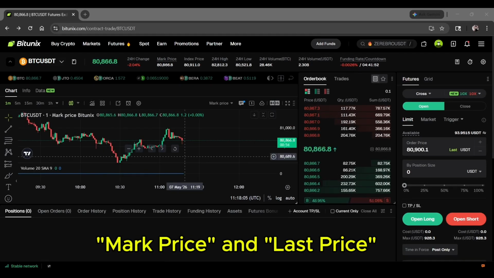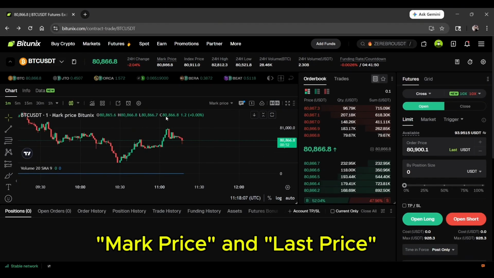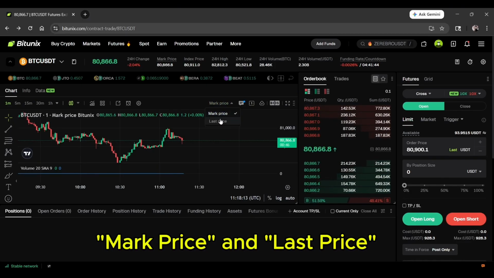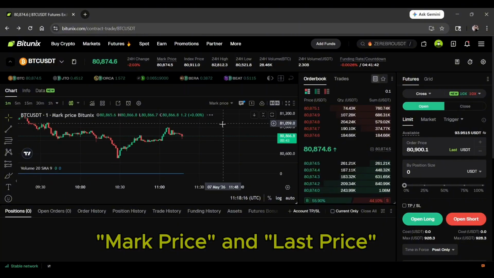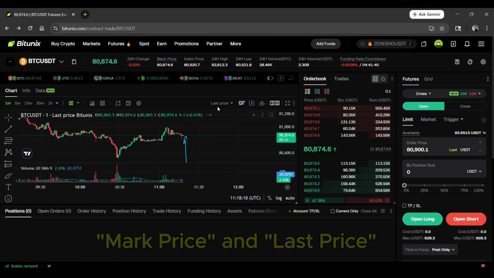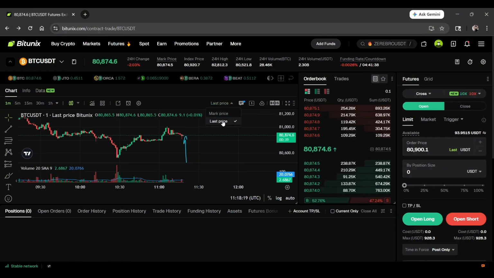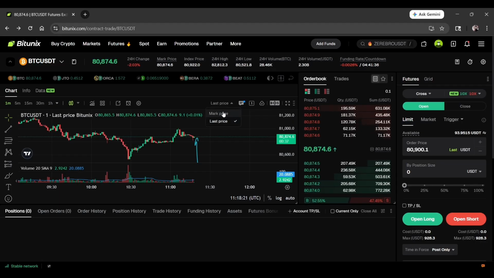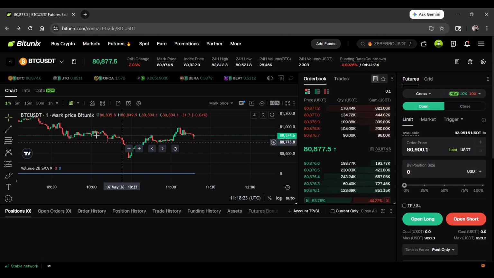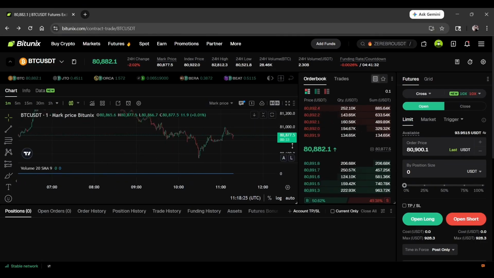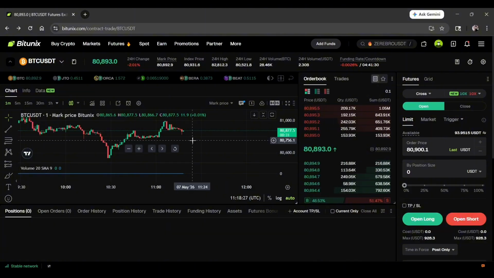Now I'm going to explain mark price and last price. On your chart, on this upper toolbar, you will see this little button here which says last price and mark price. If you just change what this is, it's just going to change the candlestick chart that you're looking at very, very slightly.